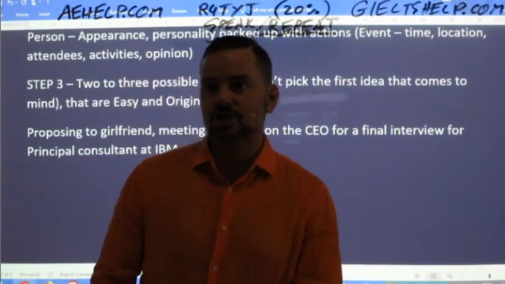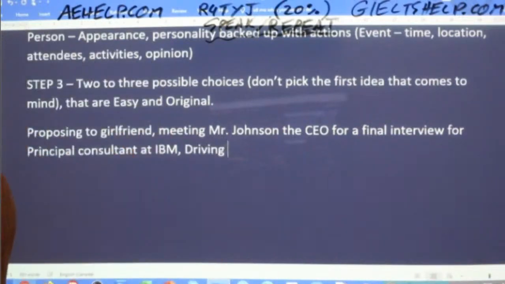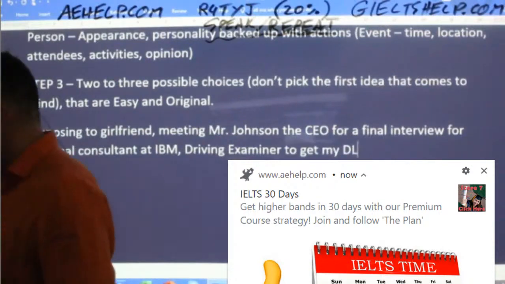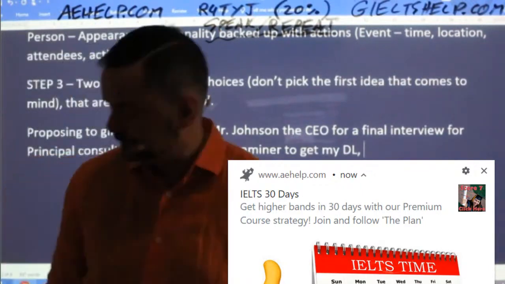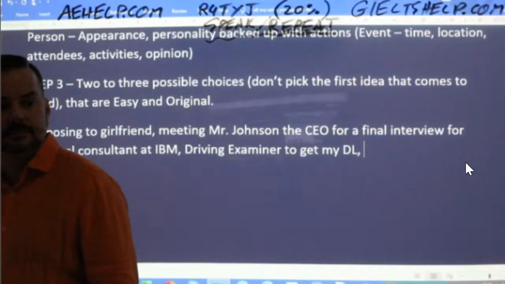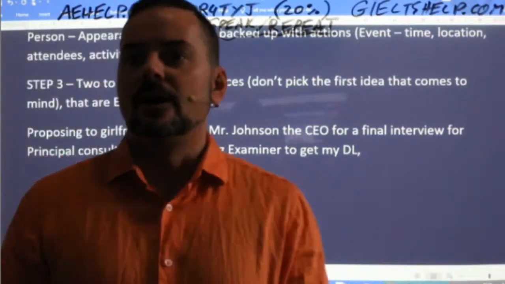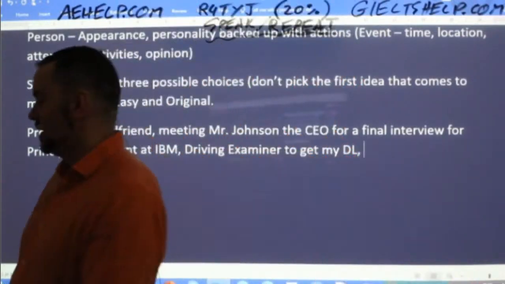So Owa says a driving examiner. Okay, driving examiner to get my driver's license. Okay, that's possible for sure. All right, Abhishek says, principal of my high school. Okay.